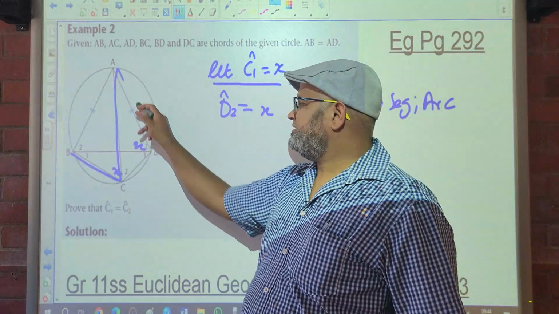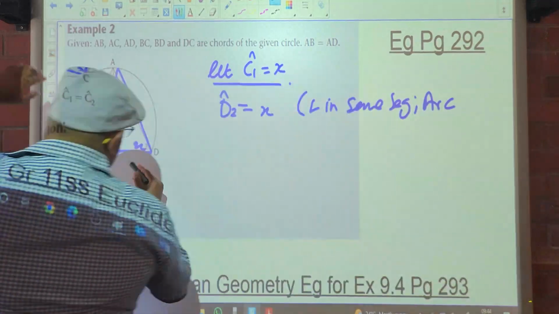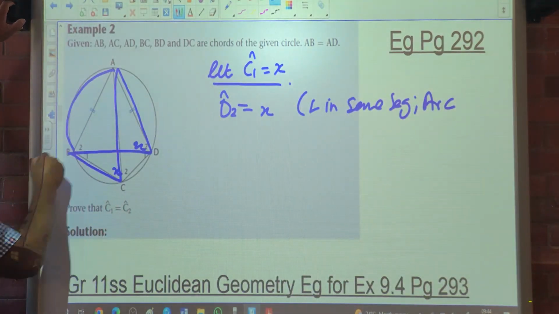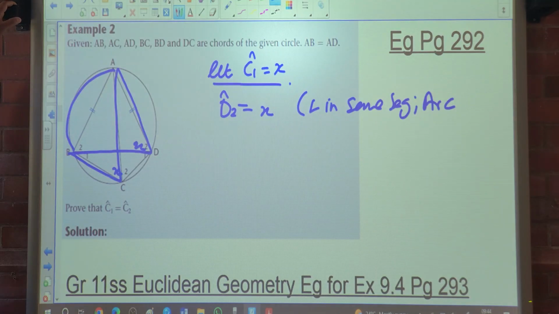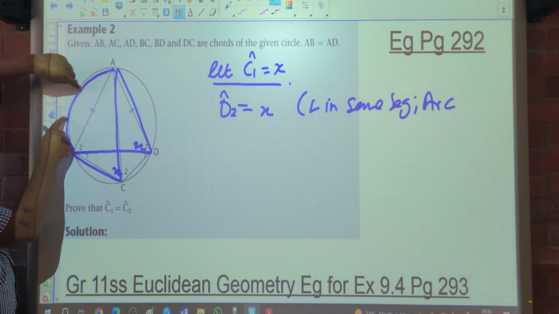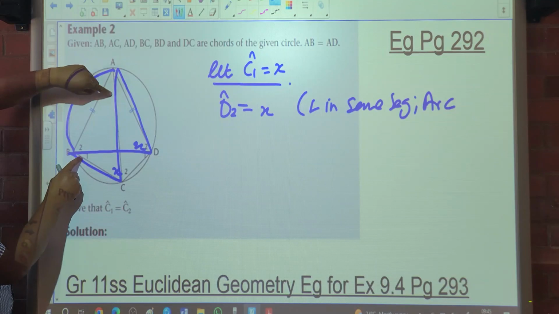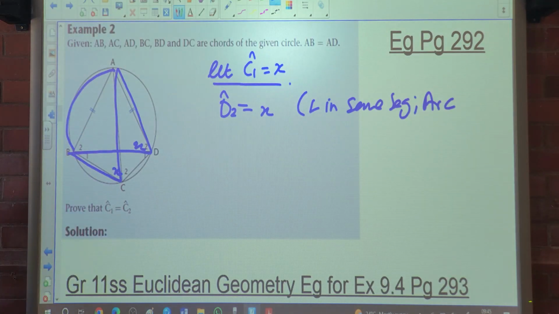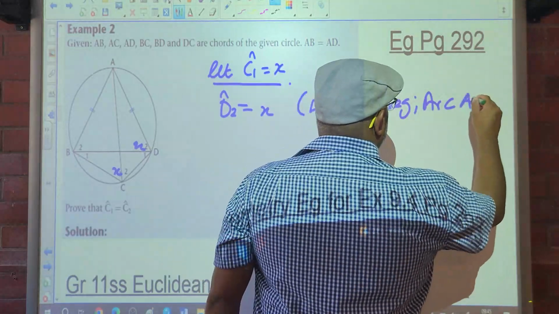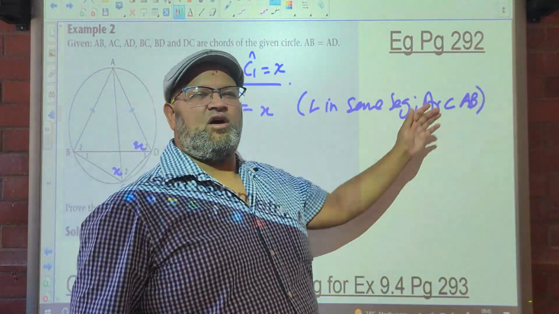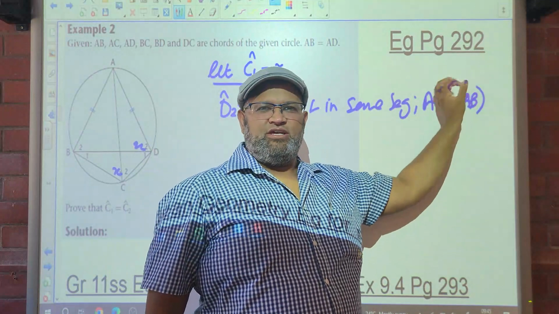How can it be CD? Look here. Which arc is subtending those angles? AB. Can you see that, people? This arc AB is subtending angle D. The same arc is subtending angle C. Can you see that? So which arc is it? AB. People, if you can't distinguish between the arcs and all of those, then you leave that part out.